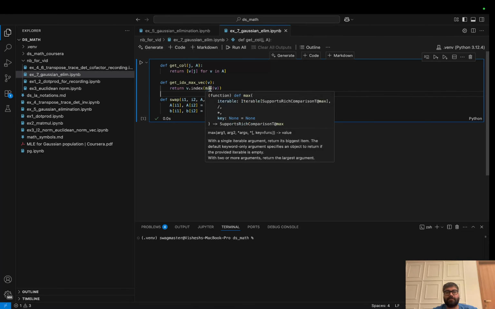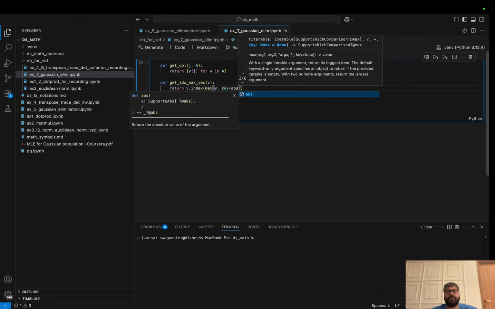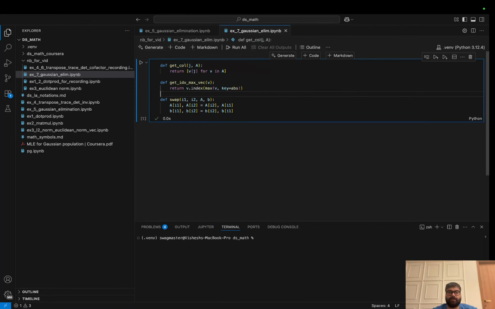Here, if you hover on max, you can see that you can hand it key, which is a function which max can use to determine the largest value. We are just going to hand in the absolute function, which just takes the value and returns the absolute value. So negative 10 versus 7, 10 would be the largest one returned by this function. So these are some super easy starting point things that you'd need.